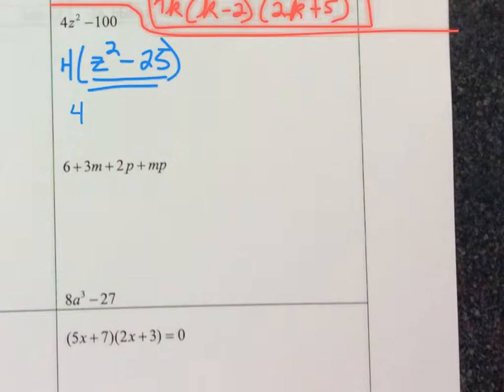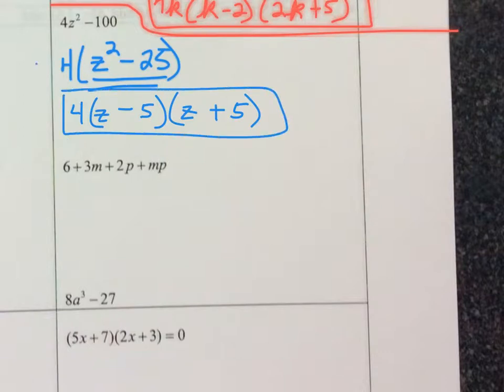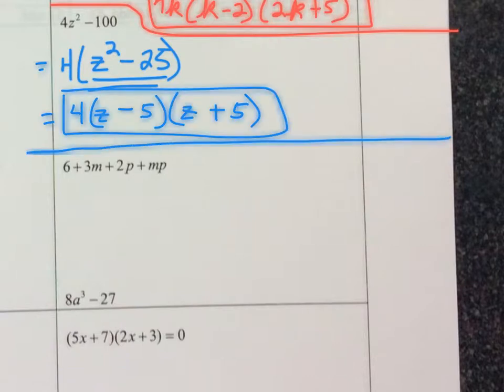So bring the 4 down. So the z squared will go z and z. The 25 will go 5 and 5. And then minus in one and plus in the other. So we got that one factored. Okie dokie. Keeping this train moving.